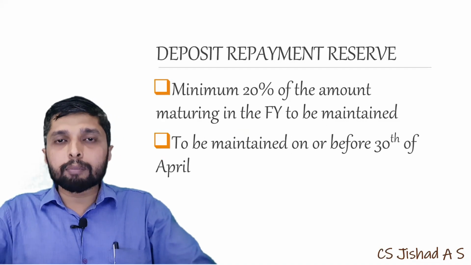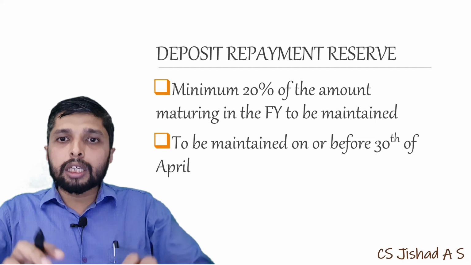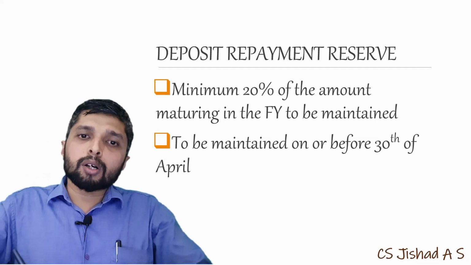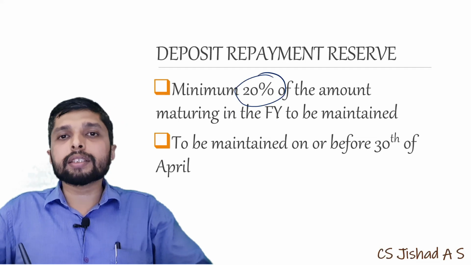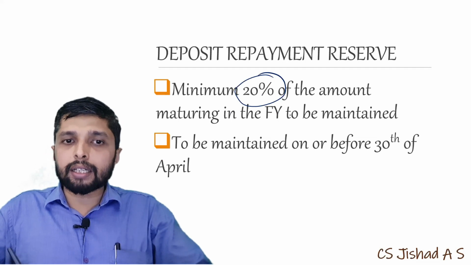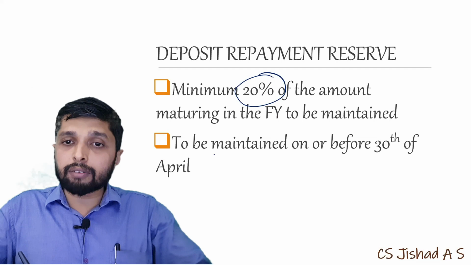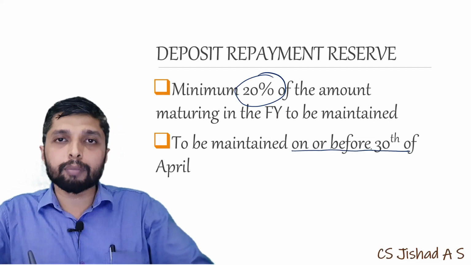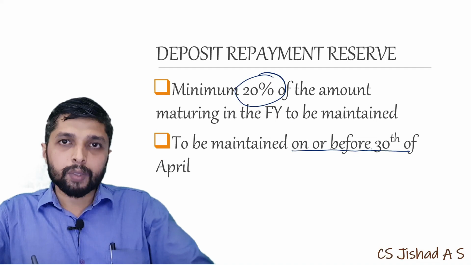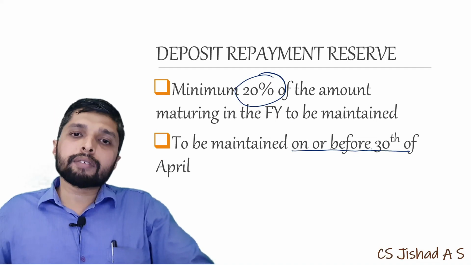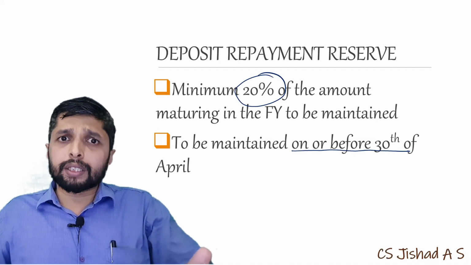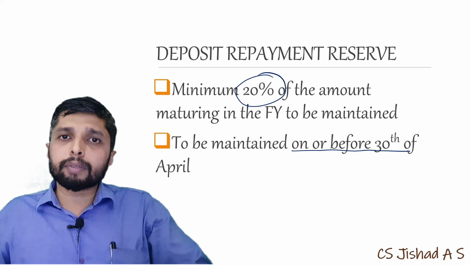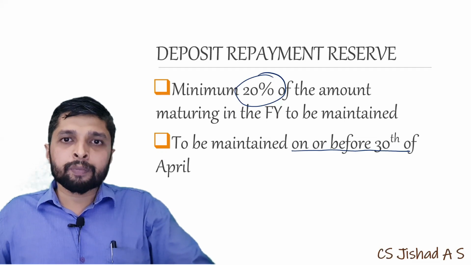So for deposit repayment reserve, minimum 20% of the amount which is maturing in the financial year is to be maintained as deposit repayment reserve, and the deposit repayment reserve has to be maintained on or before 30th of April every year. Okay. So I think in the material it is given as 15%. That was the old provision. Now I think 2 or 3 years back it was amended to 20%.